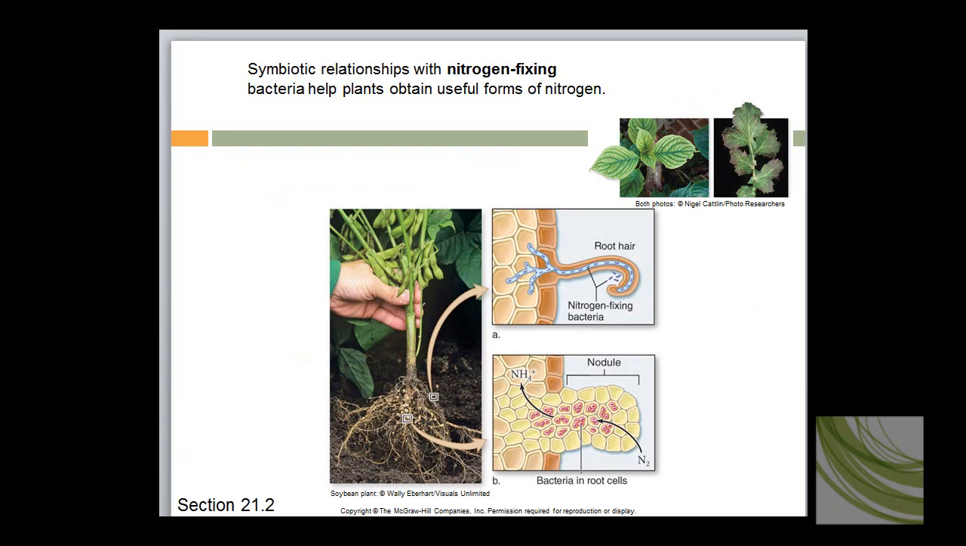Now, symbiotic relationship. Nitrogen is essential for all life on this planet, and 70% of our atmosphere is made up of nitrogen. But we breathe nitrogen in and out. We can't absorb any. Okay? The only way we can get nitrogen is through eating stuff. You can eat plants or you can eat animals that ate the plants.